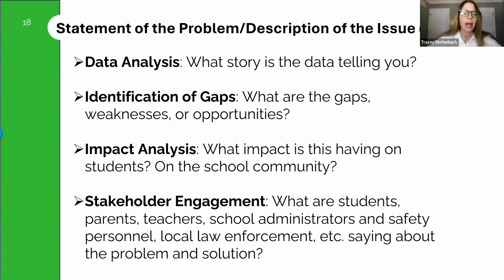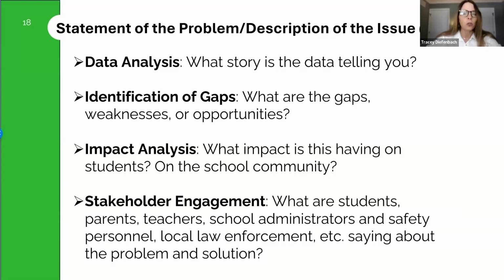This includes data analysis. What story is the data telling you about the prevalence or risk of school violence and the safety concerns? What are the gaps or weaknesses in the existing services, programs, structures? What impact is the problem and gap having on students, on the community? Why is it important? How significant is it?